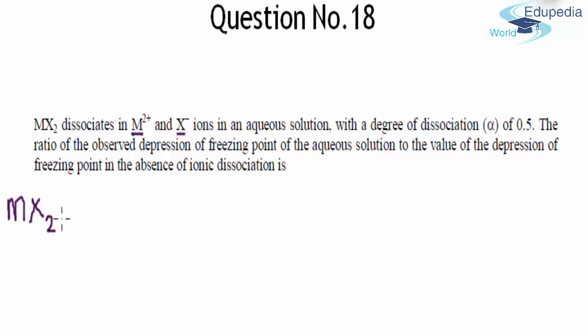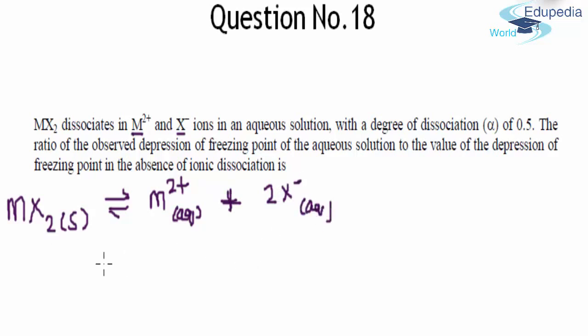Now this MX2 solid, when it dissociates, I am writing the equation of dissociation. It will form M2 plus, which will always obviously be in a solvated state, M2 plus aqueous ions, plus it will form 2 moles of X minus aqueous ions. So this will be my dissociation equation, right? Since there are 2 X ions over here, in the dissociation it will also form 2 X.